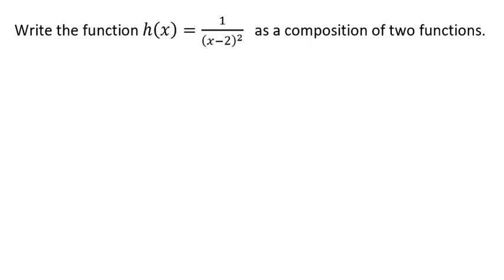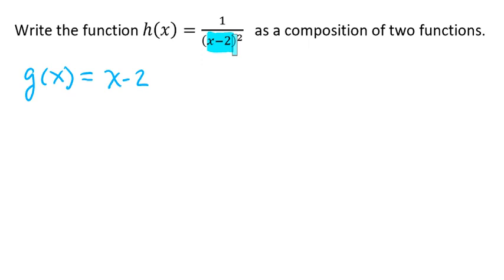So to kind of go through this, we're going to do an example. So here we're going to write the function h of x, which is 1 over x minus 2 quantity squared, as the composition of two functions. Now, one way to write h as a composition of two functions is to take the inner function to be g of x equals x minus 2.